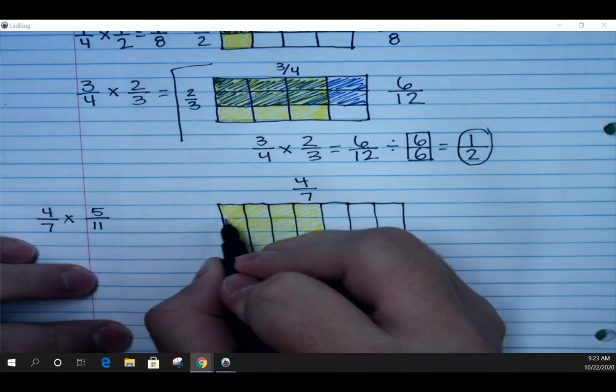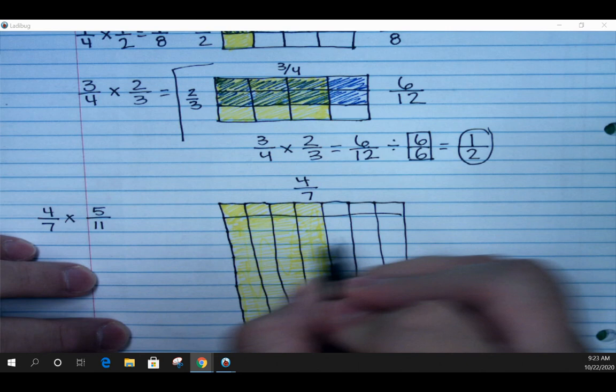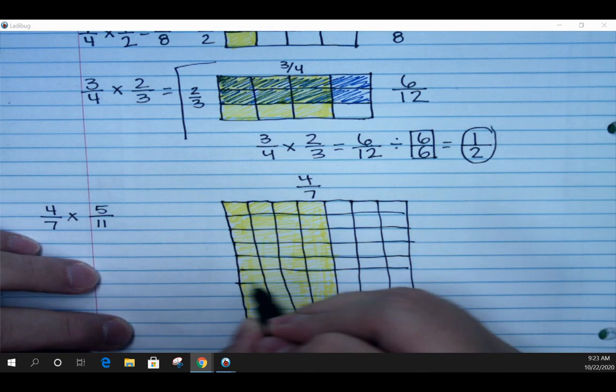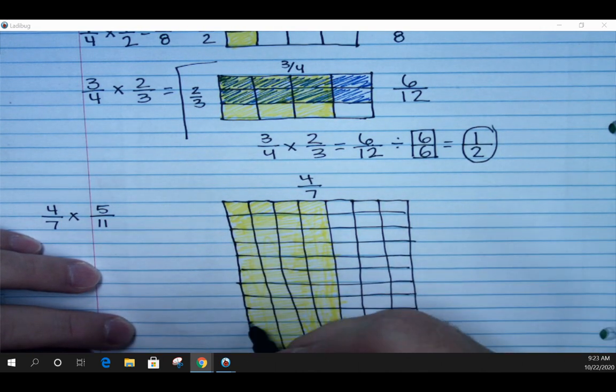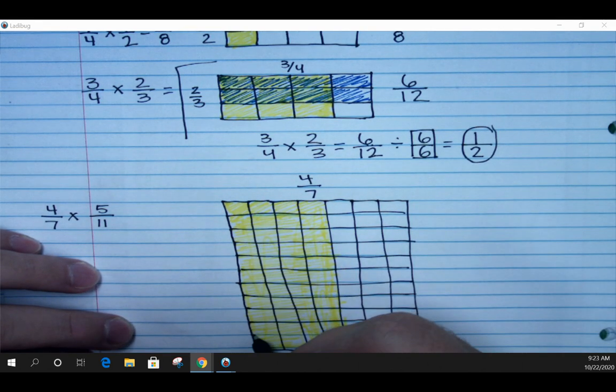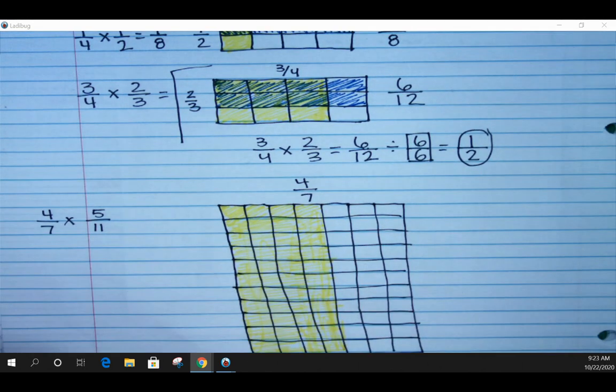And lucky me, I counted. 1, 2, 3, 4, 5, 6, 7, 8, 9, 10, 11. And how many of those are blue? 5.